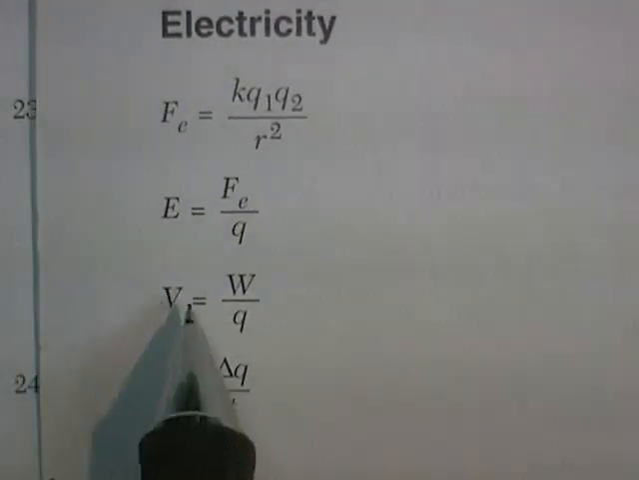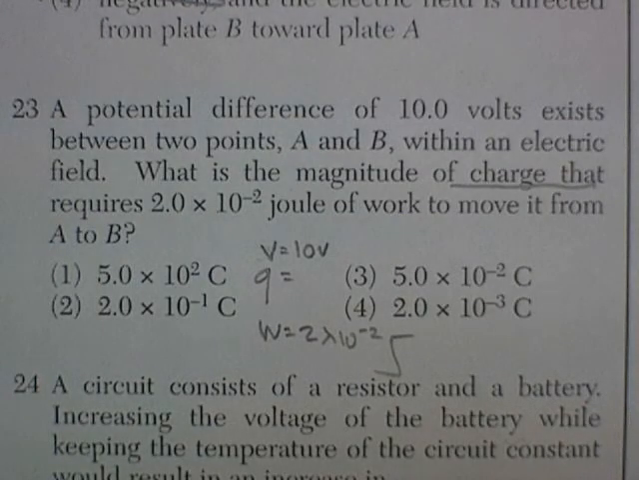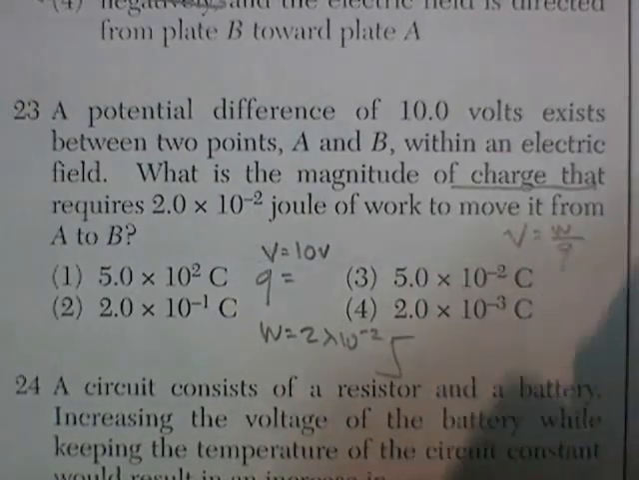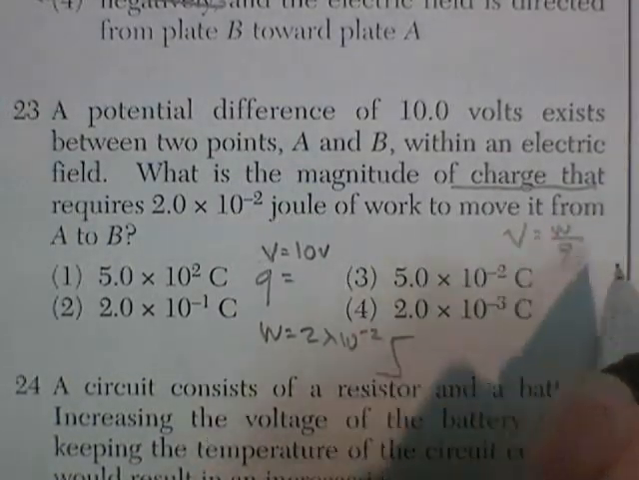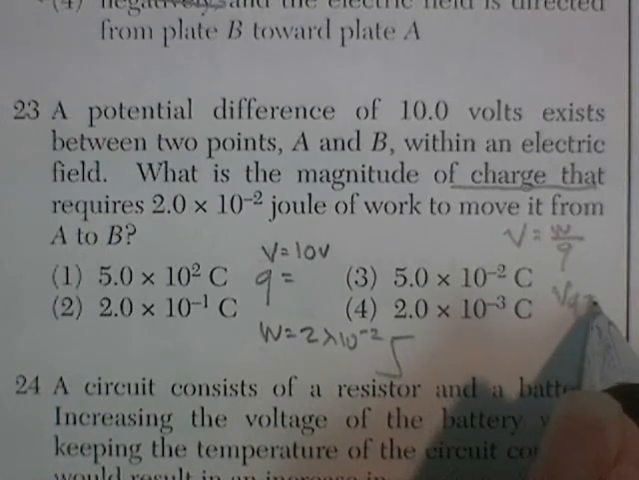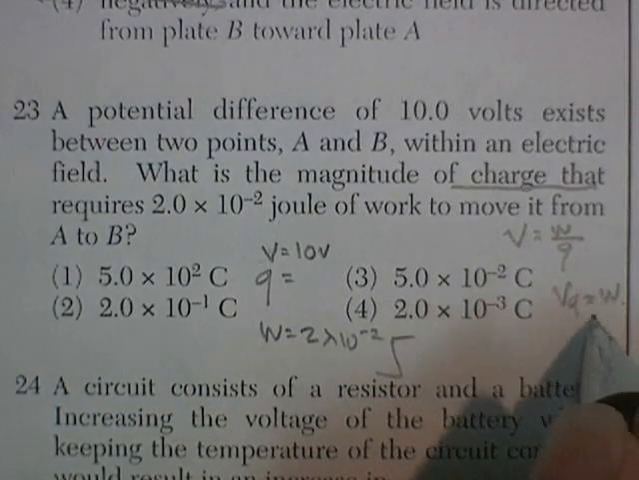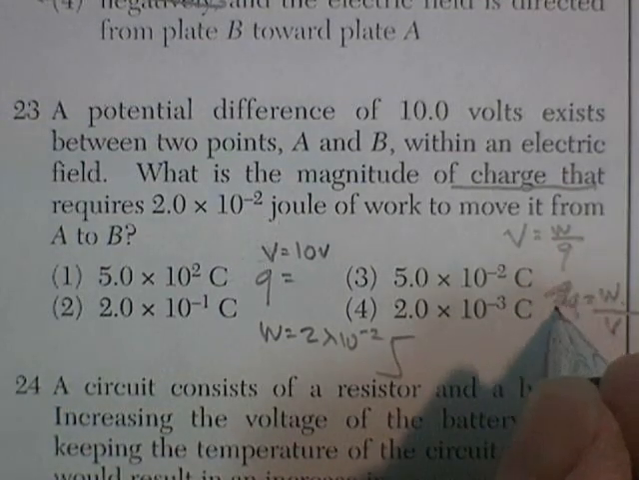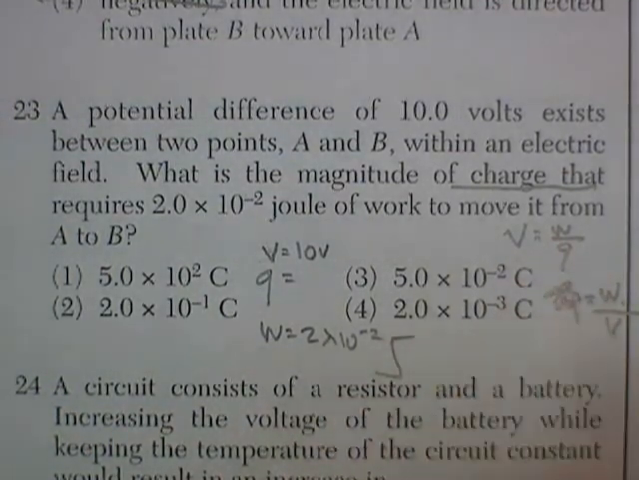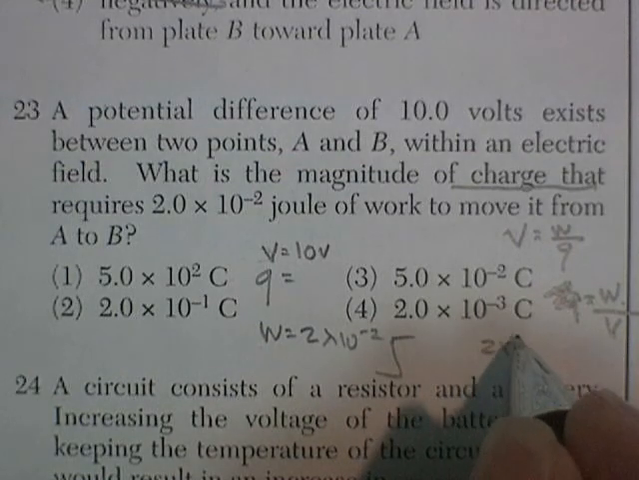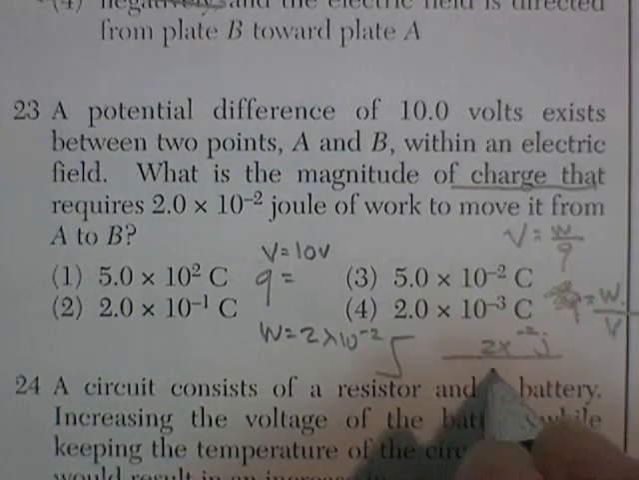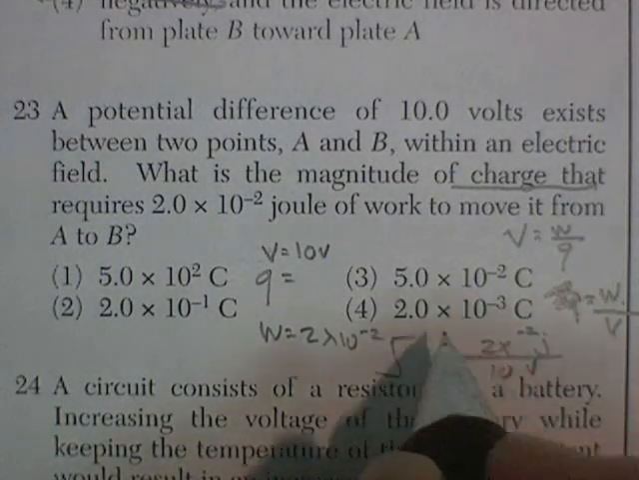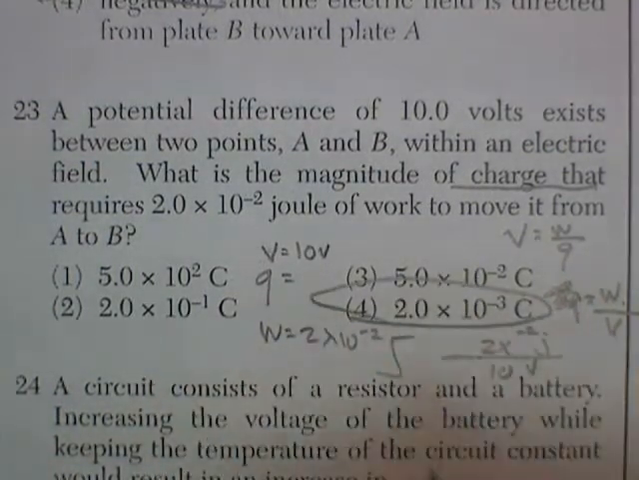And there we go. V is equal to W over Q. So get W by itself, multiply by Q. VQ is equal to W. Oh, we want Q. So W divided by V is Q. So 2 times 10 to the negative 2 joules divided by 10 volts. Looks like 2 times 10 to the negative 3. And coulombs is the unit.